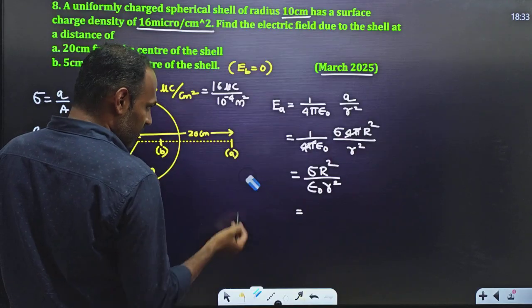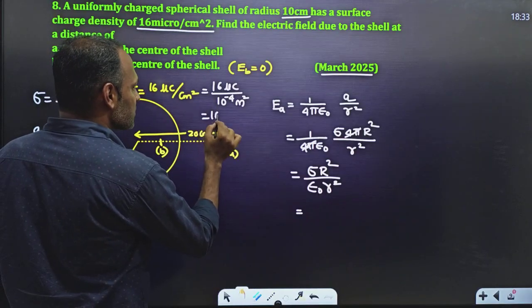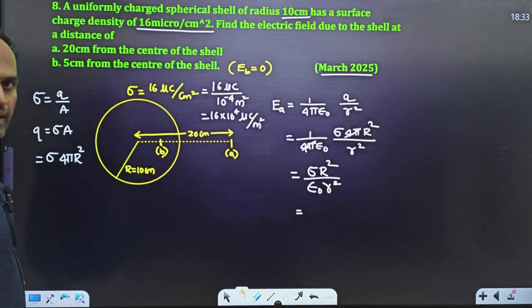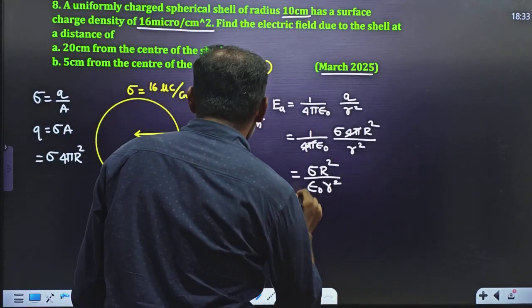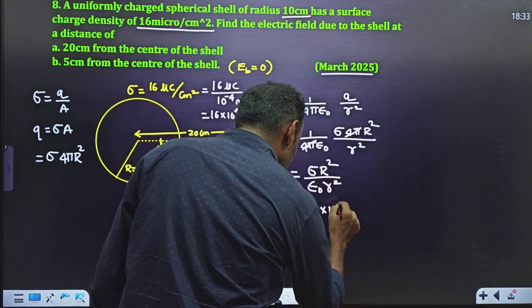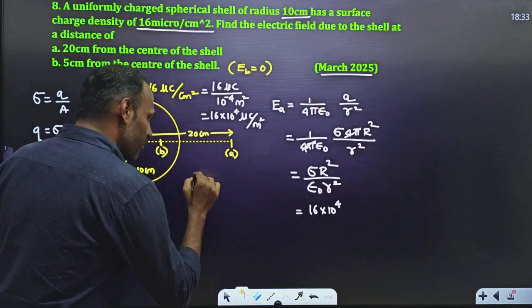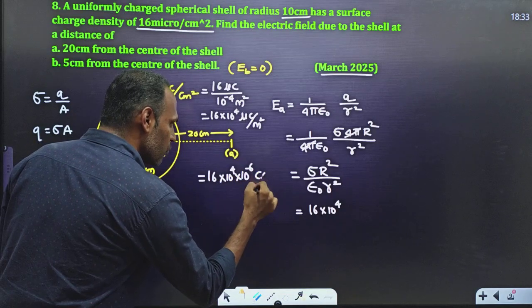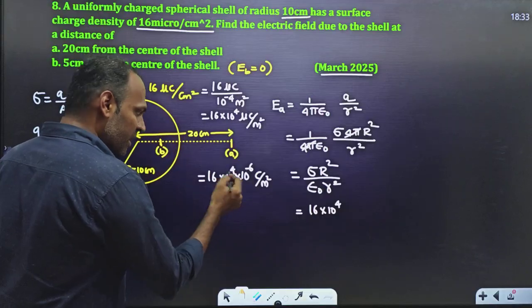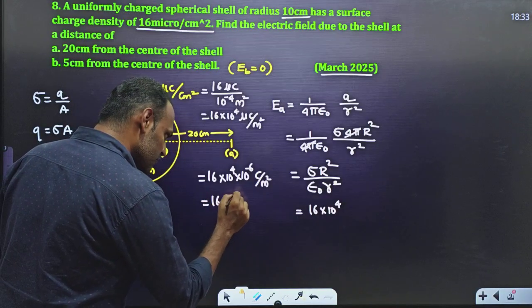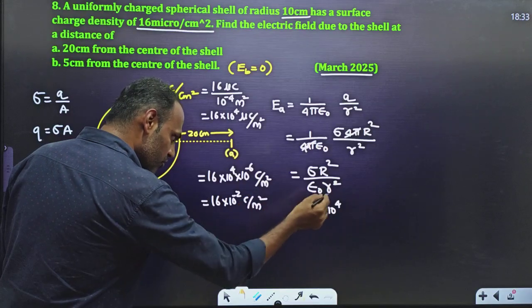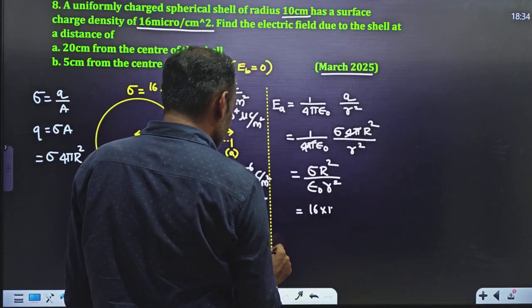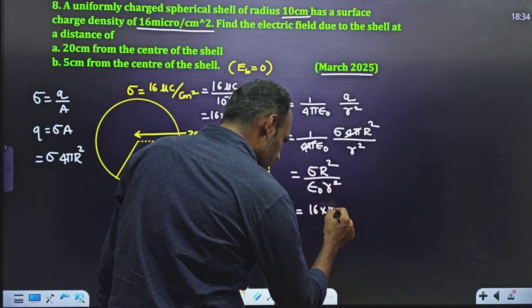So what will the value be? I will get 16 into 10 to the power plus 4 microcoulomb per meter square. Correct? So substitute that value here. Sigma is 16 into 10 to the power plus 4 microcoulomb per meter square. Remove the micro: 16 into 10 to the power plus 4 into 10 to the power minus 6 coulomb per meter square. Now it is in the standard unit. Minus 6 plus 4 gives 16 into 10 to the power minus 2 coulomb per meter square. Okay, let us take it as minus 2. 16 into 10 to the power minus 2.